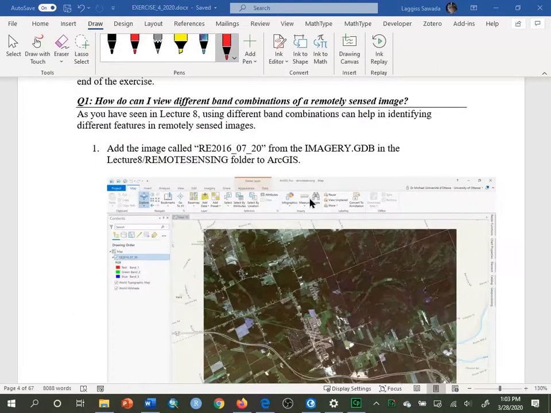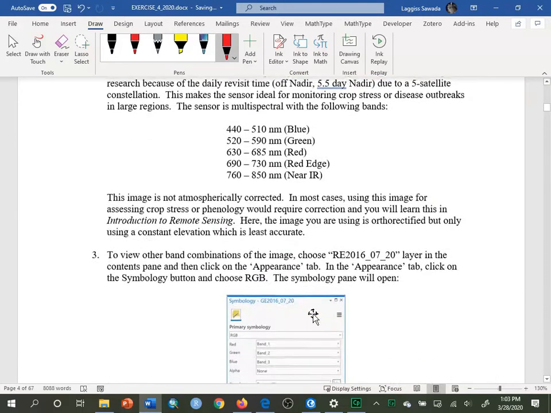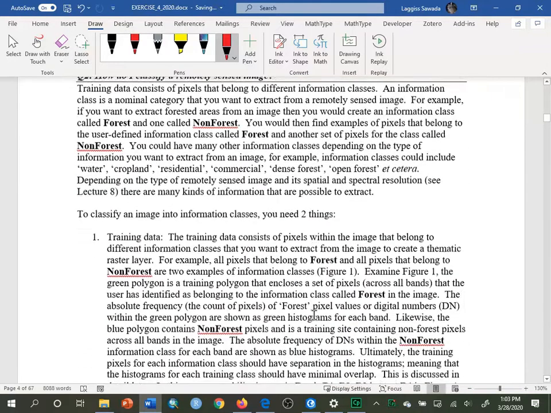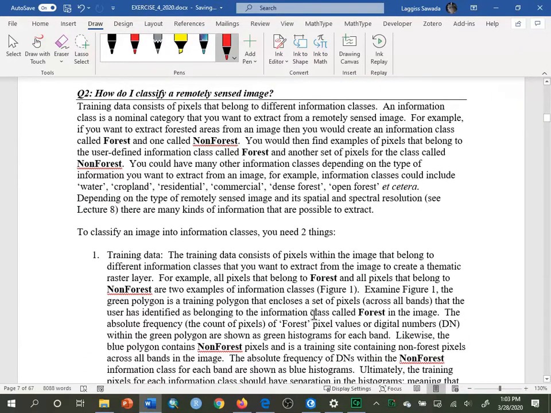So we're going to skip down to the example questions now. The first example question, Q1, we did in class. That's how to look at different band combinations of remotely sensed images. So we won't be doing that, or I won't be going over that in this particular lab exercise. Question 2 then is, how do we classify a remotely sensed image?